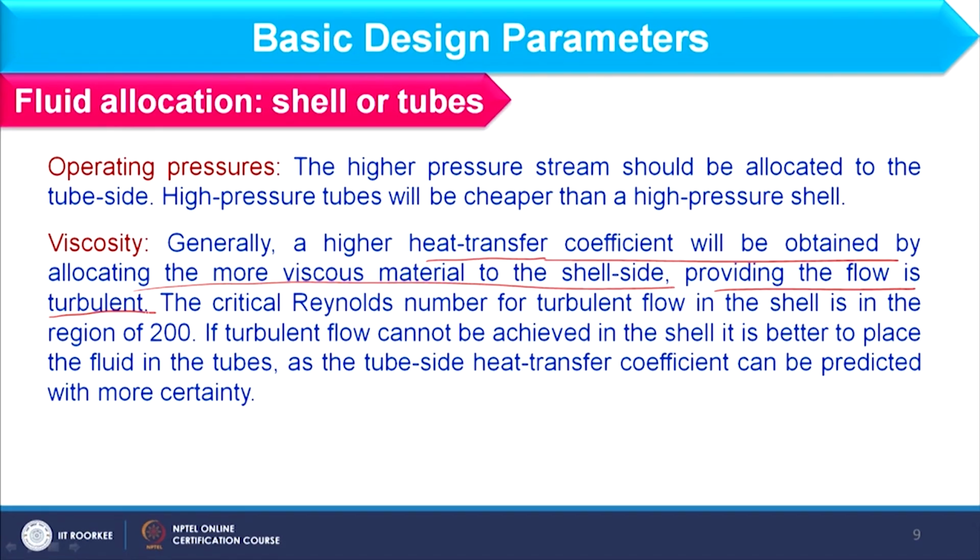The tube side is basically a straight pipe, and when the Reynolds number exceeds 4000, it comes under the turbulent flow zone. However, in the shell side the critical Reynolds number is around 200. If the Reynolds number exceeds that, we consider it a turbulent condition. So, you have to consider the viscosity of the fluid, which must give a Reynolds number more than the critical Reynolds number in the shell side, and if this is occurring, you should allocate the fluid to the shell side, otherwise the tube side.